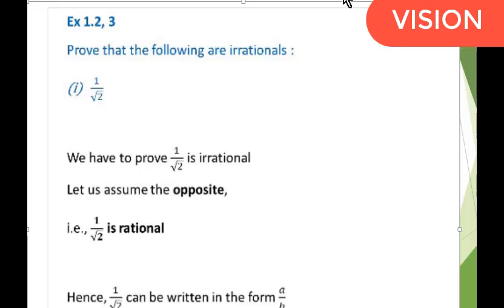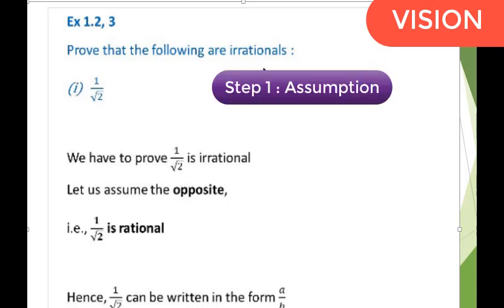Okay, now we can discuss the third problem of the second exercise of the first unit. Now prove the following are irrational. They have been provided: 1 by root 2. Normally we know the 8-step procedure, and accordingly we can solve this problem.